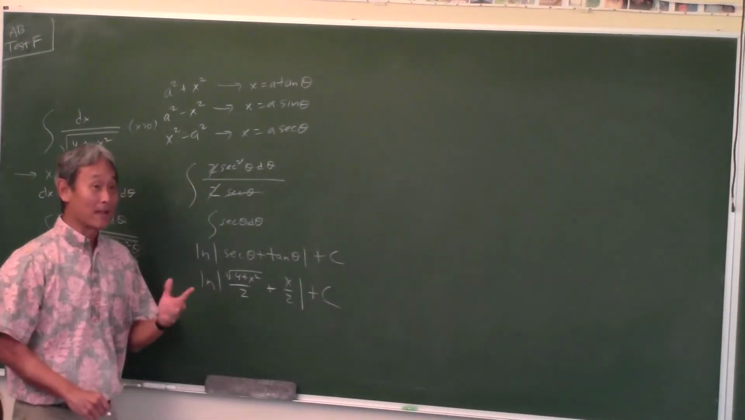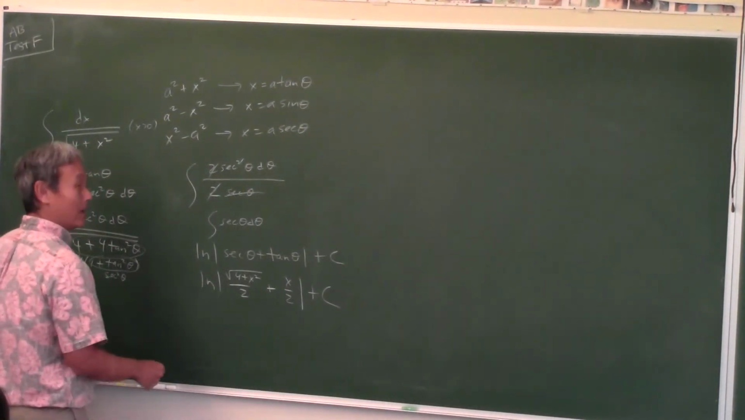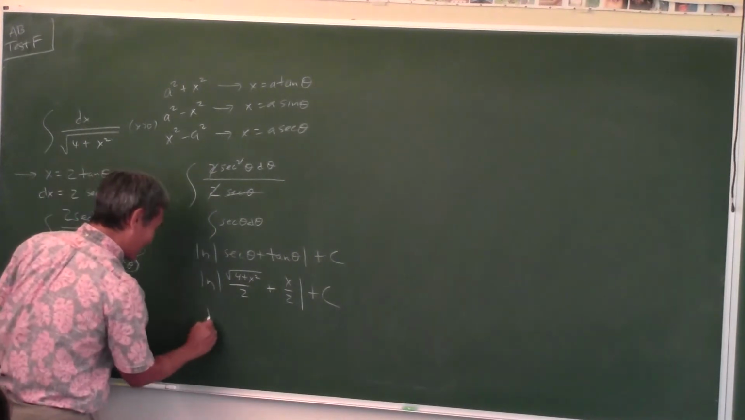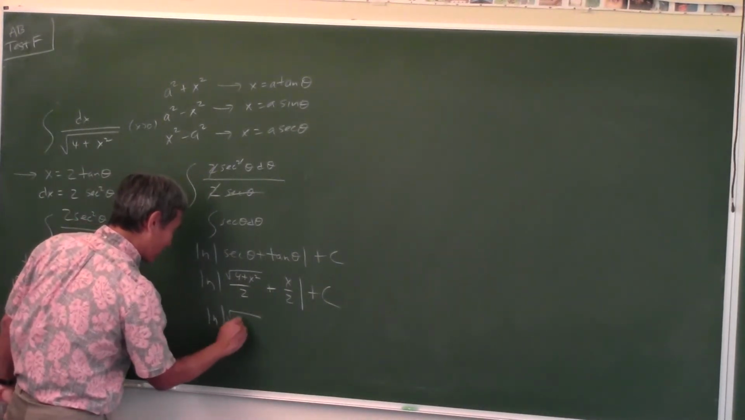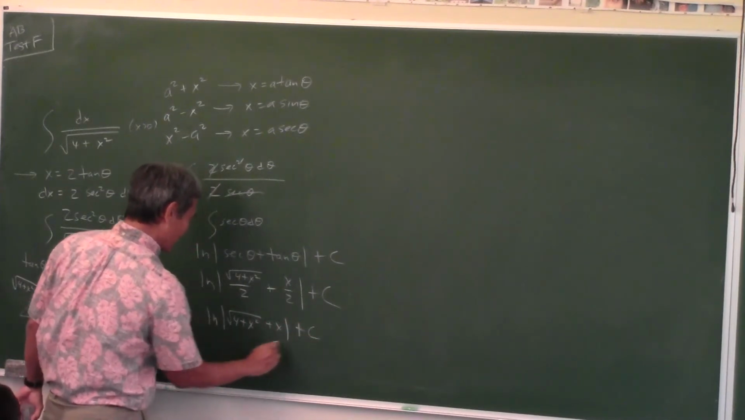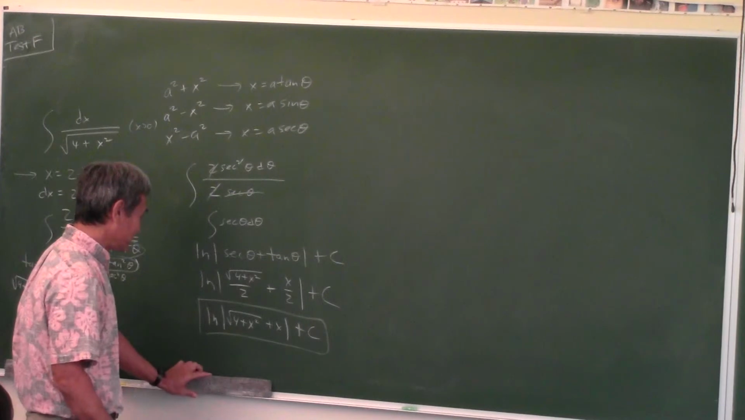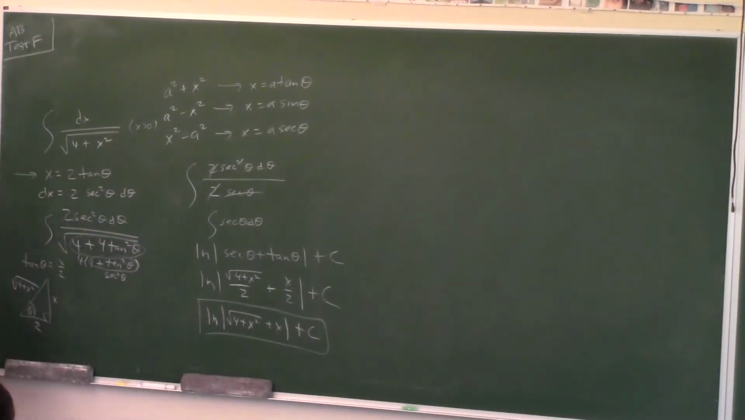And then you look at the back of the book, or if this is a multiple choice problem on the AP exam, I don't see this. This is what they have: absolute value of square root of 4 plus x squared plus x, plus C. Now you box that, that's the answer. What happened to the 2's? Constant.